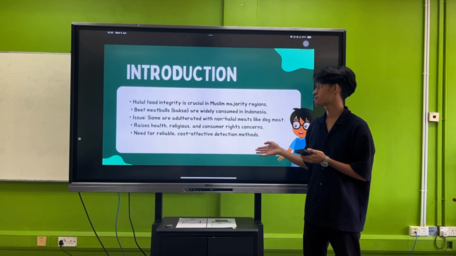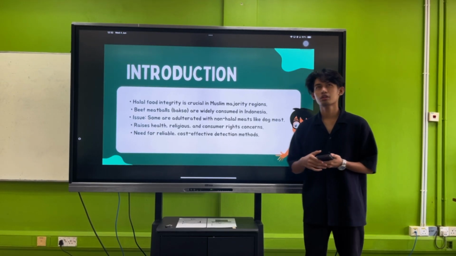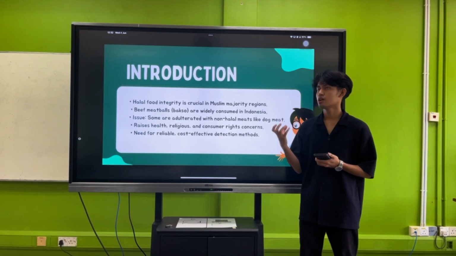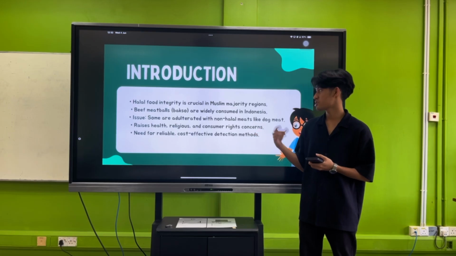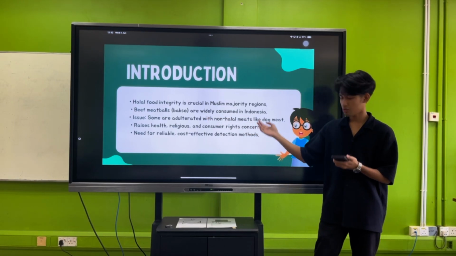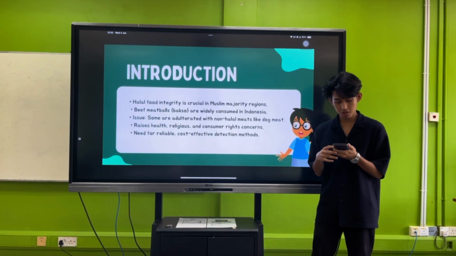For your information, this unit is from Indonesia. Indonesia is a Muslim country, so within that context, we are going to need more halal food. Our product is non-halal. Because of that, halal food is emphasized in Muslim majority regions, because halal food is very important to Muslims, especially in Muslim majority countries.